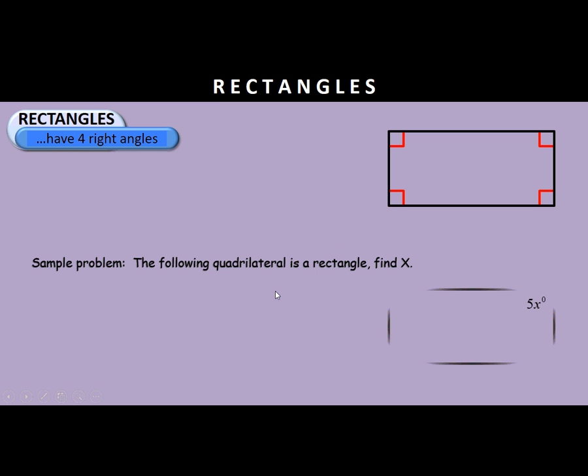So a sample problem for using this might look something like this. It tells us this is a rectangle. Okay, that means the angles measure 90 degrees. This angle is 5x. So what would x have to be? Well, we know this angle has to be 90 degrees, so set it equal to 90 degrees and solve for x. If we do that, we'll have something like 5x is equal to 90. We simply divide by 5 and get x is equal to 18.